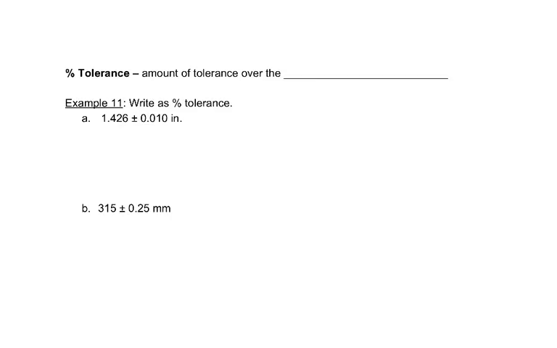Tolerance is another place we see percents. It's the amount of tolerance over the measurement. So here we see that we have 1.426 inches, and it's plus or minus 1/100th of an inch. So the idea is that if we go over by 100th or under by 100th, it's still within the tolerance. But we want to write this as a percent tolerance.